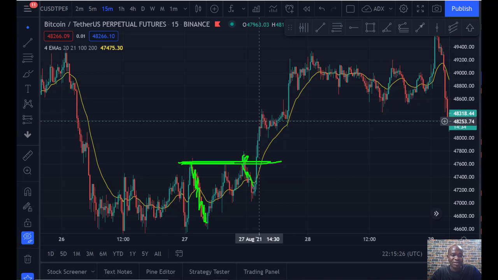Once this move here is engulfed here, you buy. You can see this one. Once this move is engulfed here, you buy. Once this move is engulfed here, you buy. Provided the moving average is going up, the 20 moving average is going up.